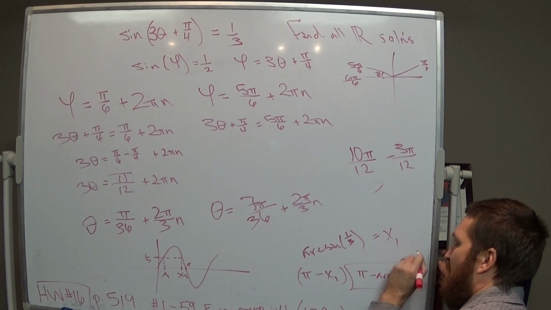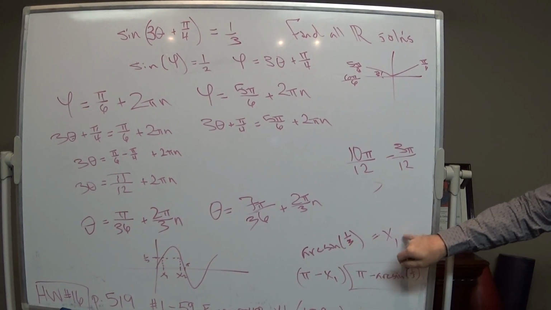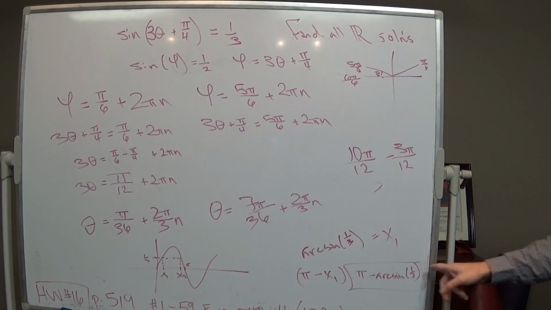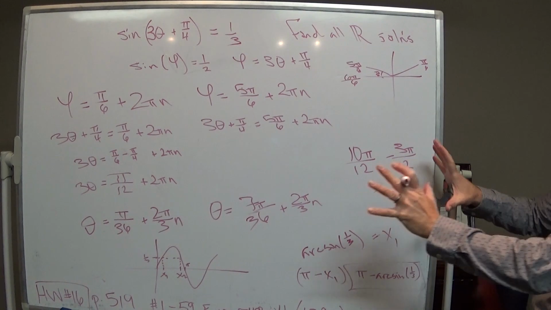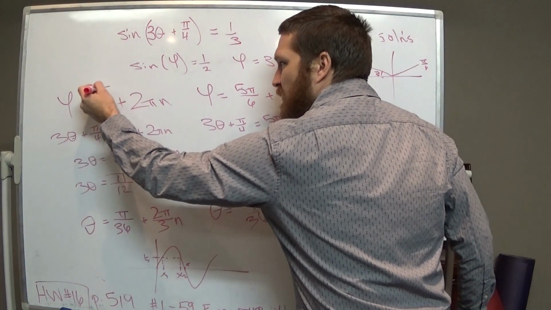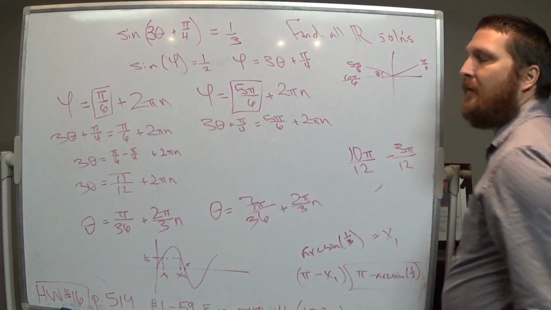Well, you're not going to have that in this homework. And then it would be x1 plus 2 pi n, and that would be x2 plus 2 pi n. So everything here would be the same. The only difference would be this would be something involving arc sine. This would be pi minus arc sine, right?